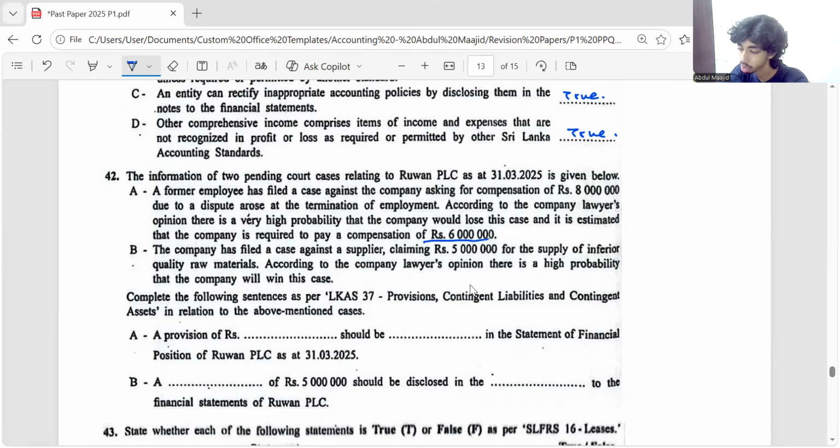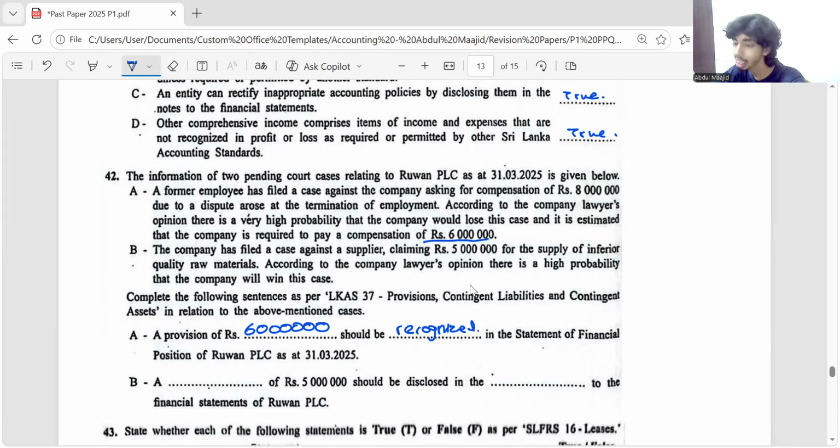Okay, then now here a provision of 6 million should be made. Okay, there's a high chance we have to pay next. So a provision of 6 million should be, what's the word here? Recognized in the financial position. You have to recognize 6 million provision in the SOFP.